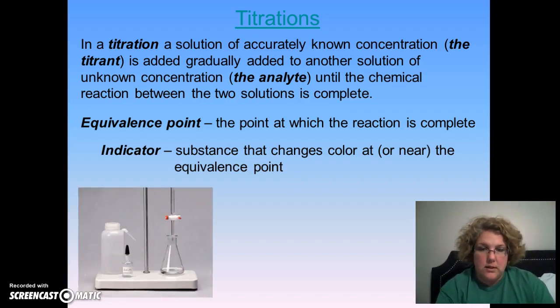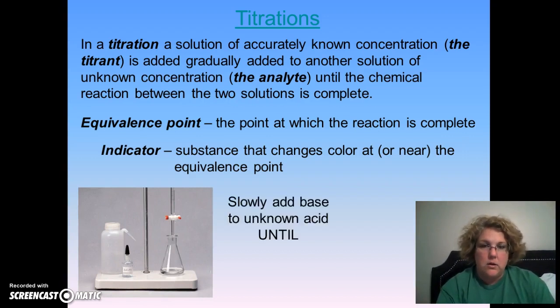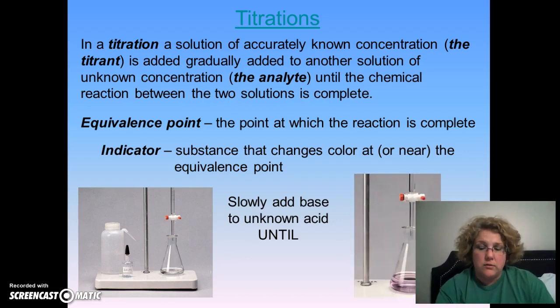So in this instance, they've used an indicator, and it starts out clear, but then you slowly add base to this unknown acid until it turns a very faint pink color. The indicator here, phenolphthalein, changes color from clear to pink once it starts to become basic. So that's why you don't want it super duper hot pink. You want it just barely pink for at least 20 seconds. And that's when you've added just enough base to go with your acid.